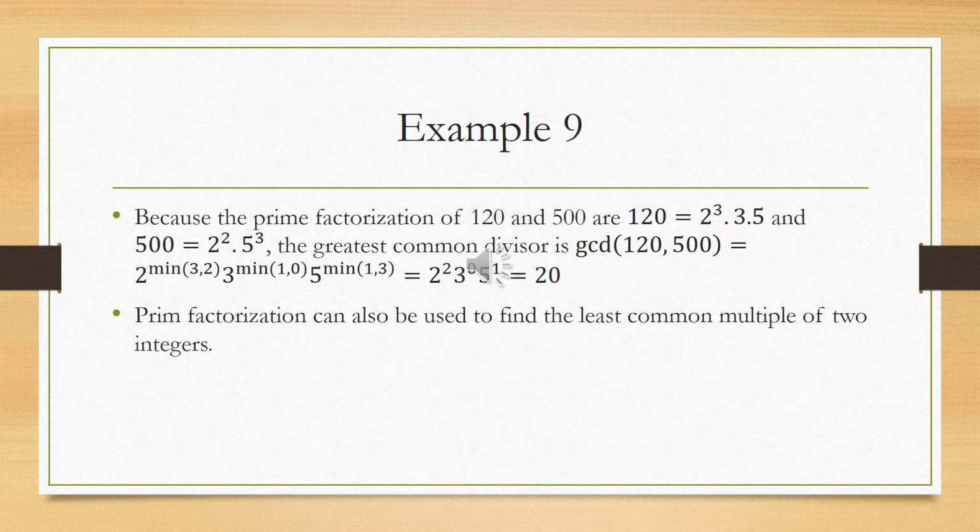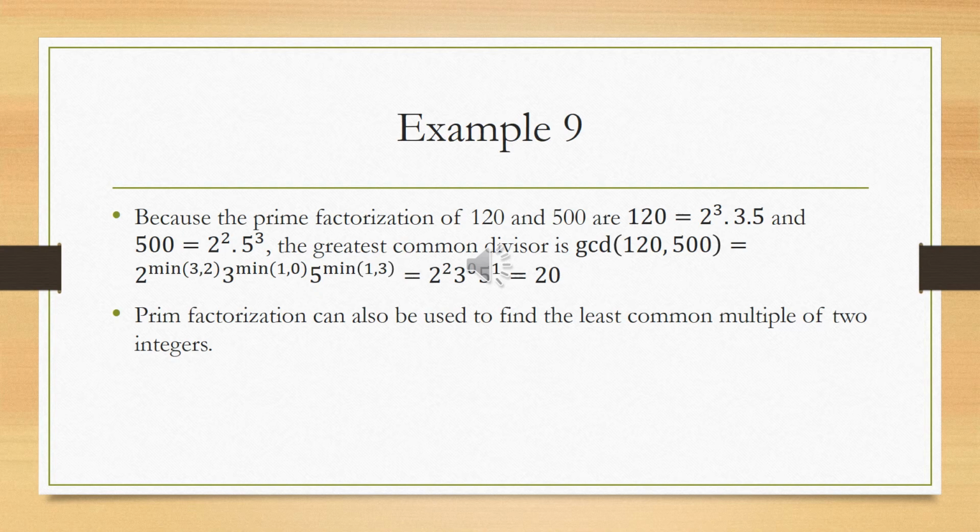So now the common factors are 2. For 2 we take the minimum power, that would be 2 raised to the power of 2. And then 3 is also common between both. So now we have 3 raised to the power of 0 at 500, and 3 raised to the power of 1 at 120. So from here we will take 3 raised to the power of 0.